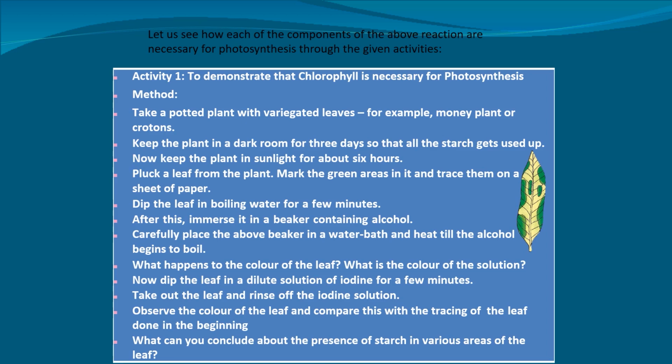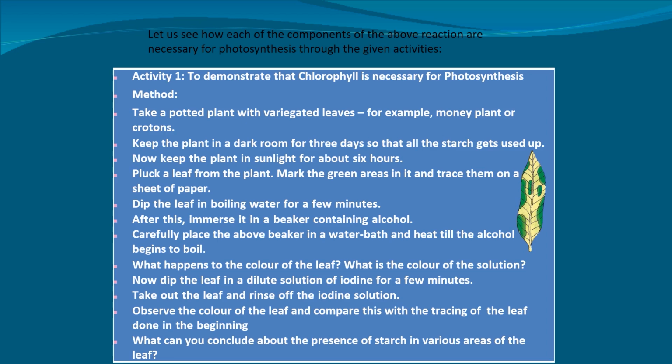Now keep such a plant in a dark room for 3 days so that all the starch gets used up. Starch is a stored food. So when you're not exposing the plant to sunlight, it will use up the stored part. So the stored food is then used up. Now keep the plant in sunlight for about 6 hours. So when we're keeping the plant now in sunlight, it should be able to do the process of photosynthesis.